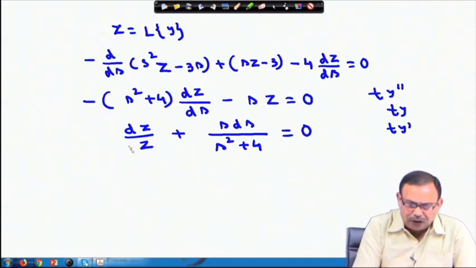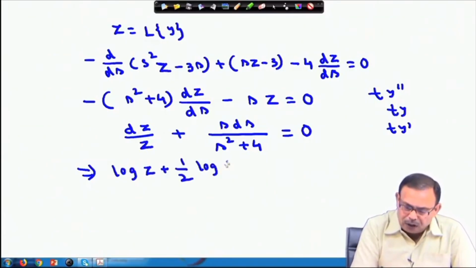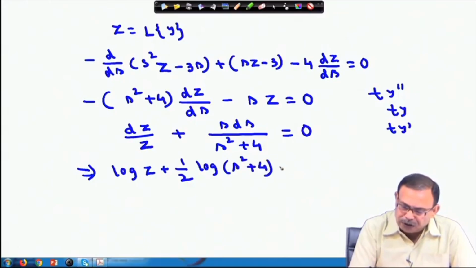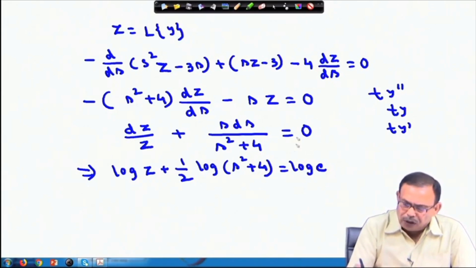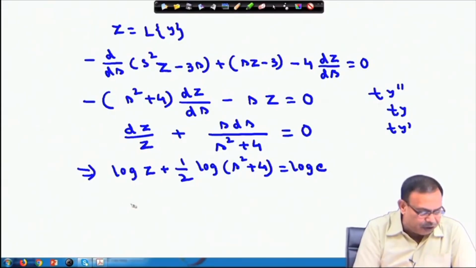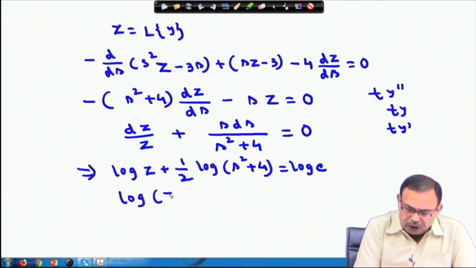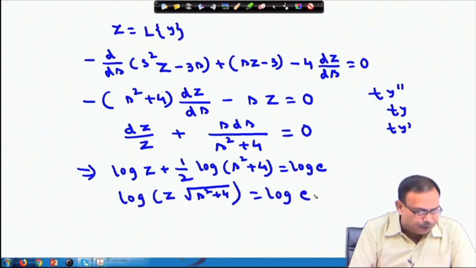The solution of this you can write as log z plus half into log of s square plus 4 equals log of c, because here I am integrating on both sides and choosing an arbitrary constant, log c. So log of z into root over s square plus 4 equals log of c.